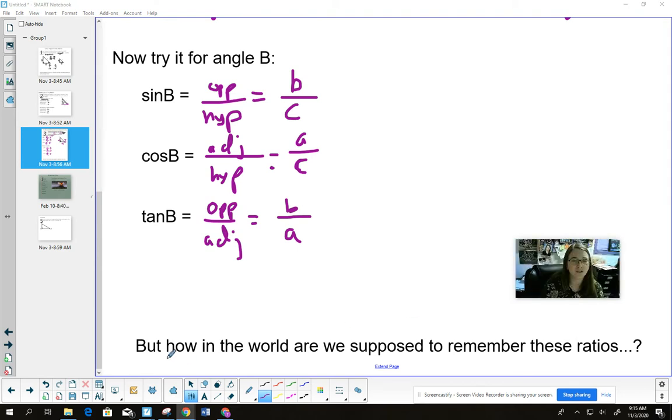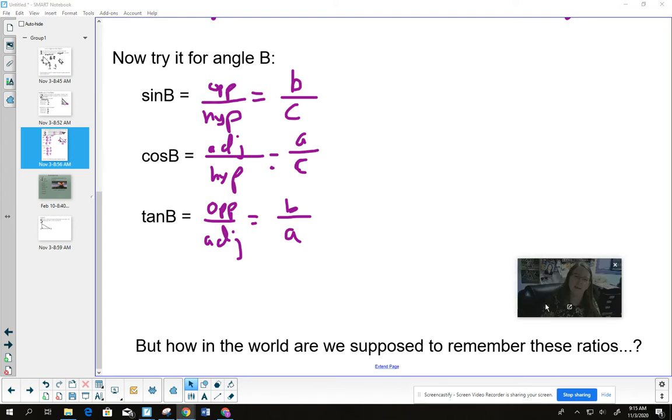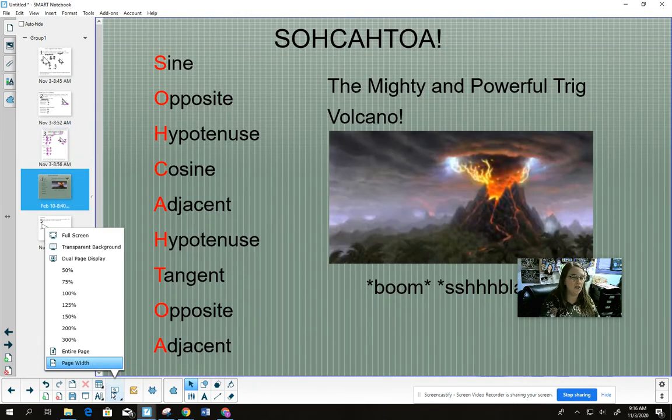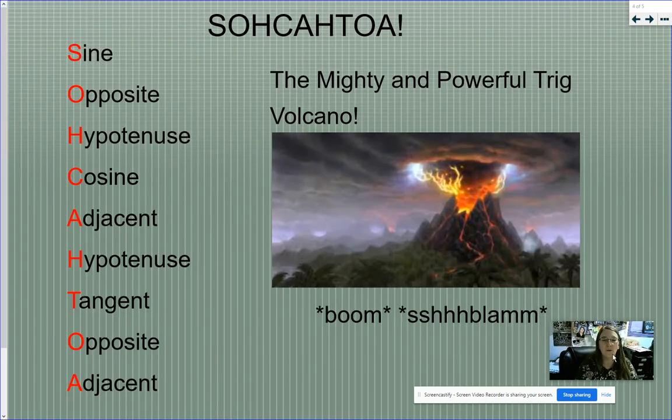Now, how in the world are we supposed to remember all these ratios? Yes, you have your notes. Normally, in a normal year, you wouldn't. And so it's like, how in the world do you remember all of this? Well, there is a handy-dandy mnemonic device, kind of like PEMDAS: parentheses, exponents, multiplication, division, addition, subtraction, to help you remember the order of operations. It is called SOH CAH TOA, the mighty and powerful trig volcano. It's not an actual volcano, but SOH CAH TOA just sounds like a volcano.